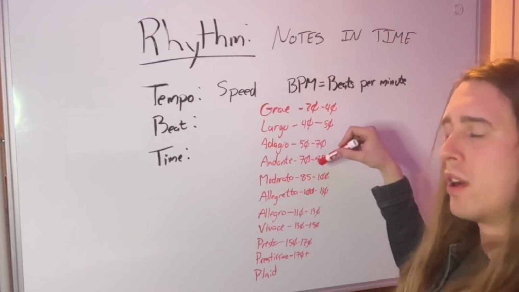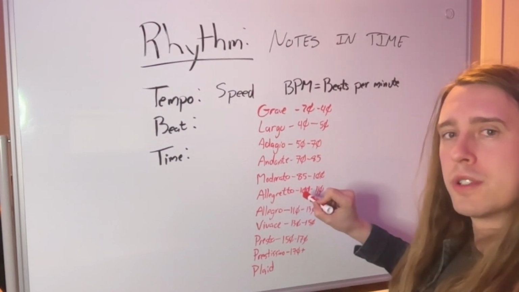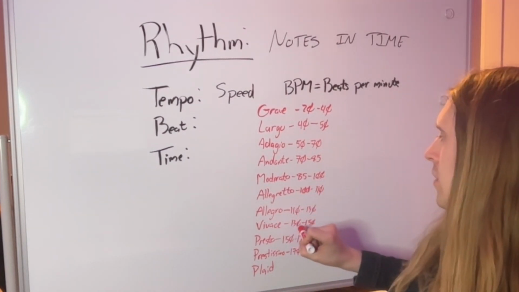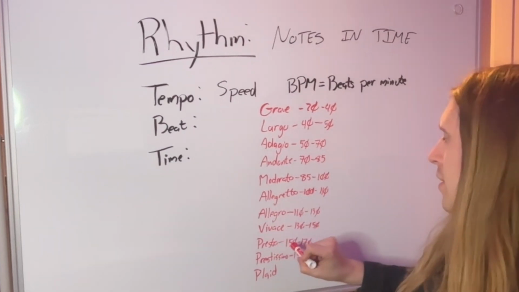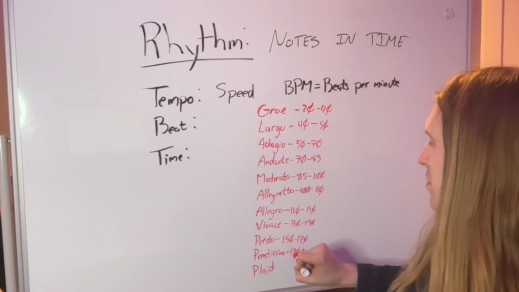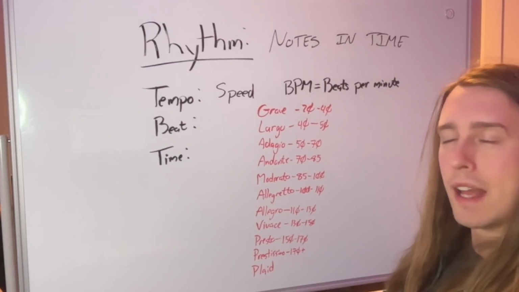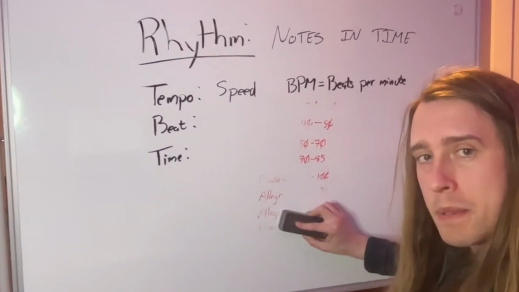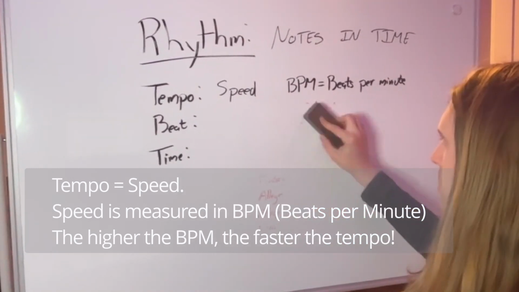Moderato, 85 to 100. Allegretto, 100 to 110. Allegro, which is 110 to 130. Vivace, 130 to 150. Presto, 150 to 170. Prestissimo, 170 plus. And then Plaid. I'm kidding about the Plaid. It's a Spaceballs joke. Basically, the higher the BPM, the faster the music goes.